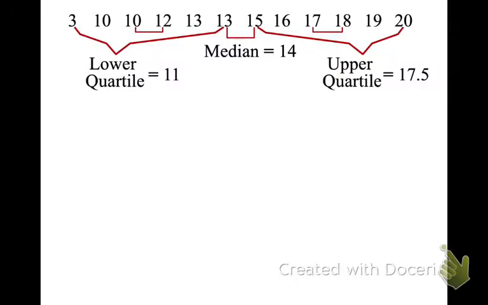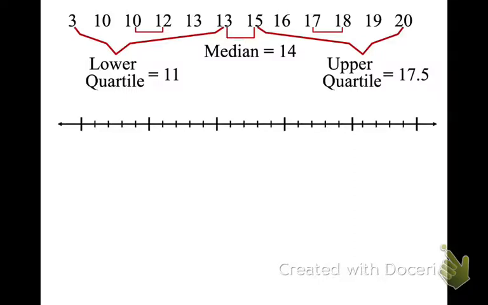Now, in order to make a box and whisker plot, we are going to make a number line that definitely encompasses at least 3 all the way through 20, okay? So I'm going from 0 to 25. We want our number line to kind of go from a little bit before the data and a little bit after. Now, we're going to come up with our 5-number summary, which would be, we are going to want to find our minimum number. Our minimum is the 3.